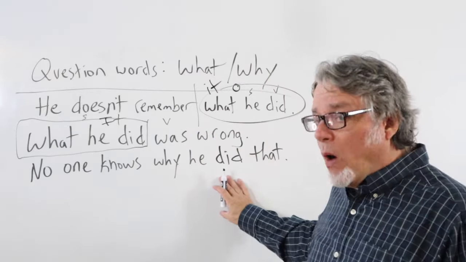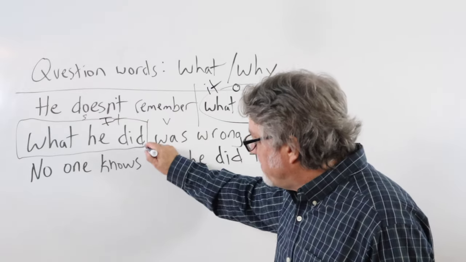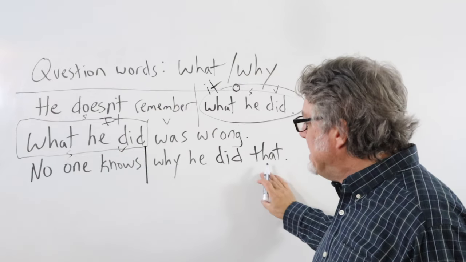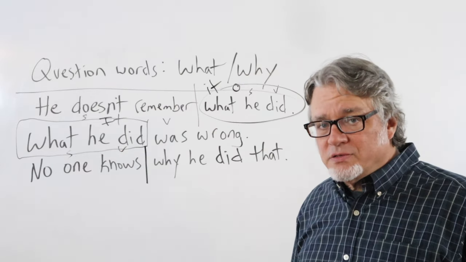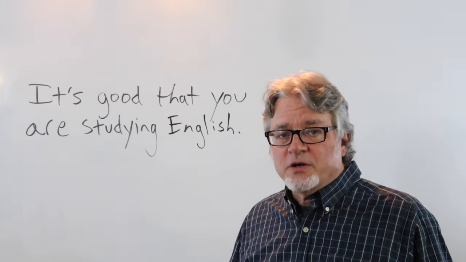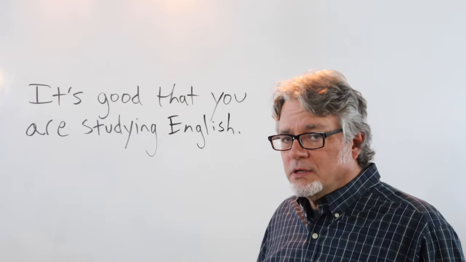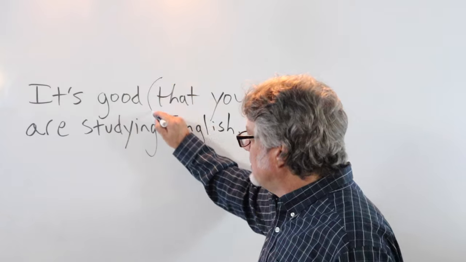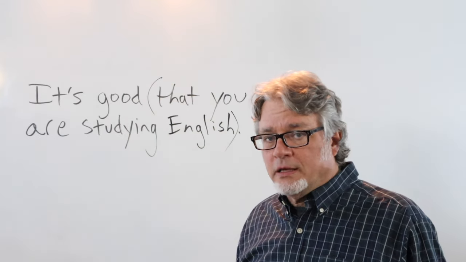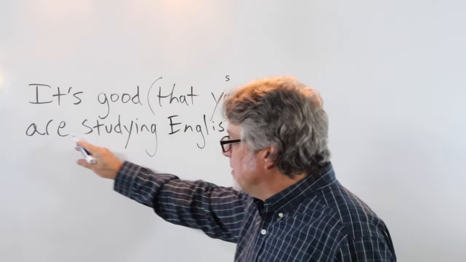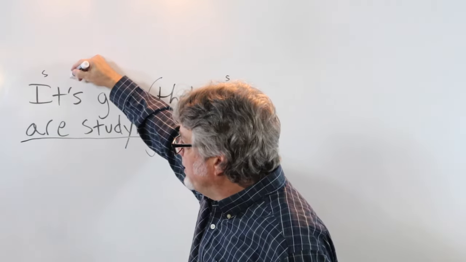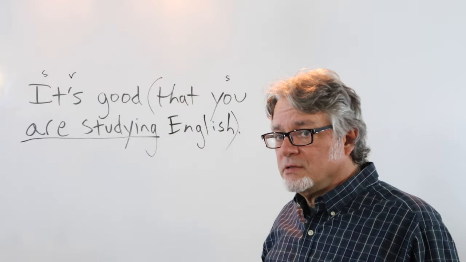No one knows why he did that. Here's the first part of the sentence. Here's the subject. Here's the verb. And why he did that is the noun clause. It's good that you are studying English. Do you see where the noun clause is? It's right here, that you are studying English. Here's the subject, and then this is the verb for the noun clause. Here's the subject and the verb for the entire sentence.